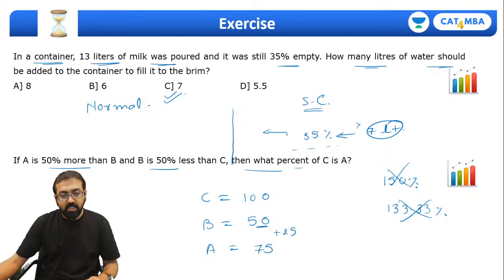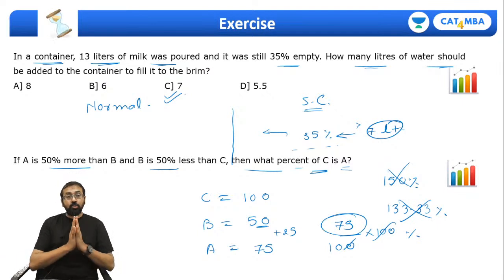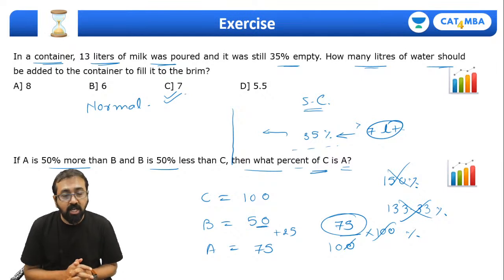So what percent of C is A? So just put C's value in the denominator and A's value in the numerator, into 100, so this will come out to be 75%. The answer is 75%. Guys, it's not 133.33% or so. So Harsh, you are correct, right?